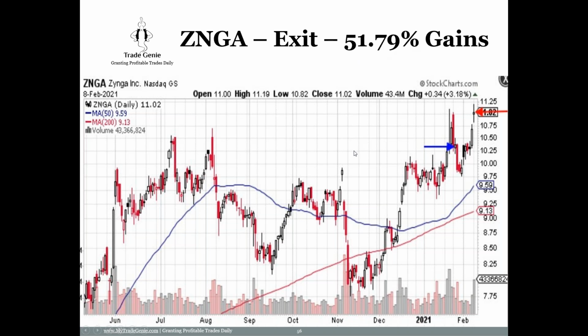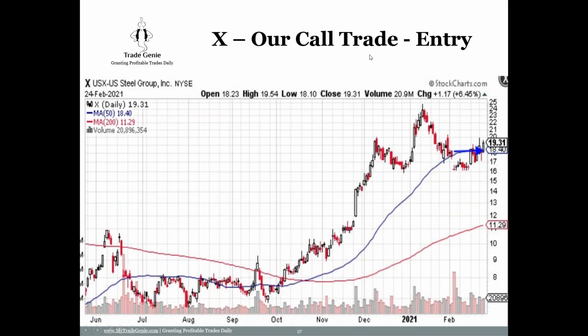Heavy option activity doesn't mean the stock will always go up. So you have to do some technical analysis on the chart. So it gapped up to the resistance, got out, 52% gain.